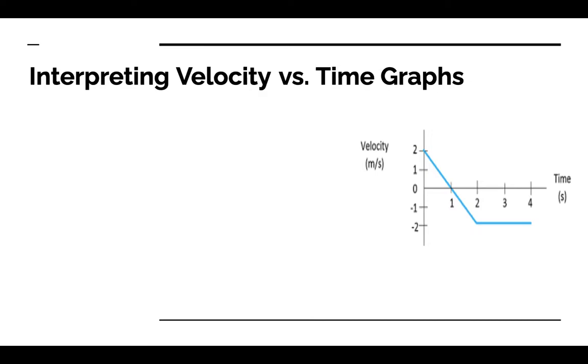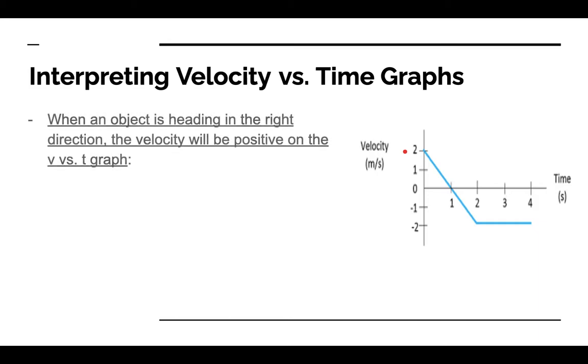So now we look at interpreting a velocity versus time graph. Please be careful. Please be sure to be able to distinguish between a velocity versus time graph and a position versus time graph. Make sure you read the labels. Do you have velocity on the vertical axis or position on the vertical axis? Okay? So with a velocity versus time graph, when an object is heading in the right direction, the velocity will be positive on the velocity versus time graph.